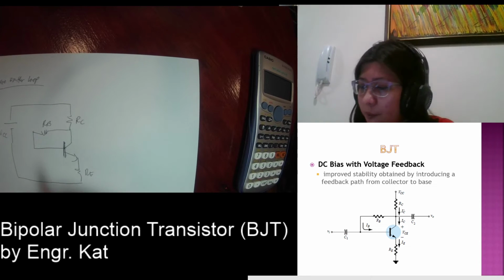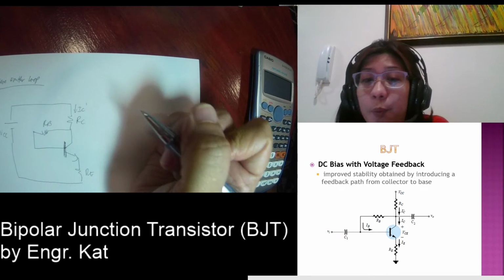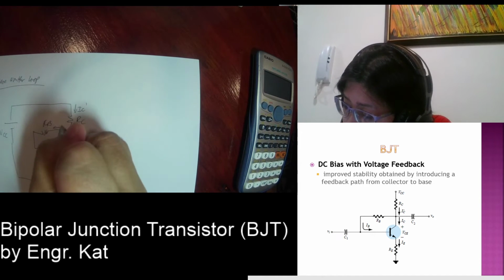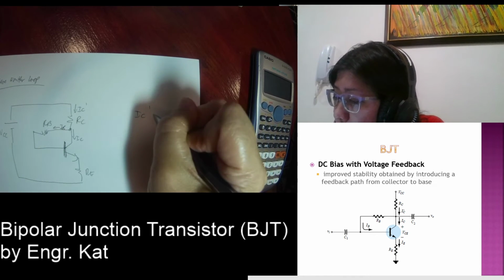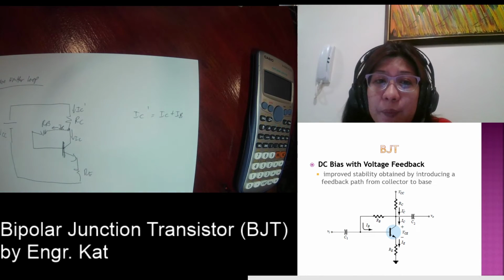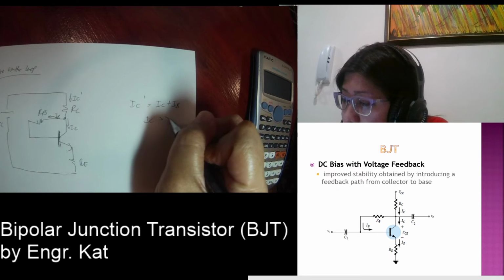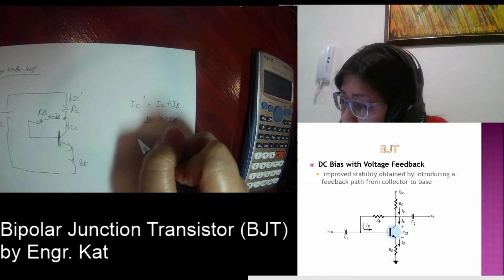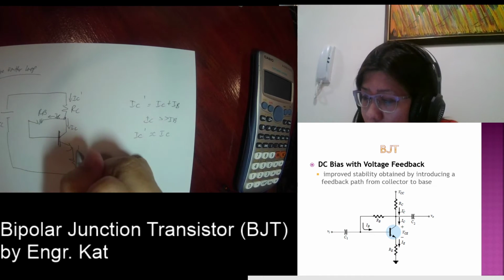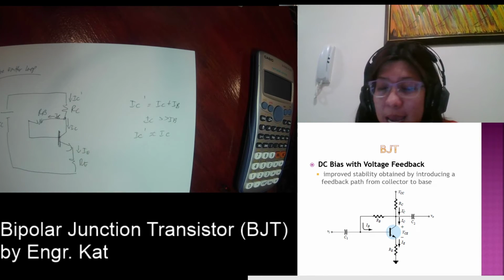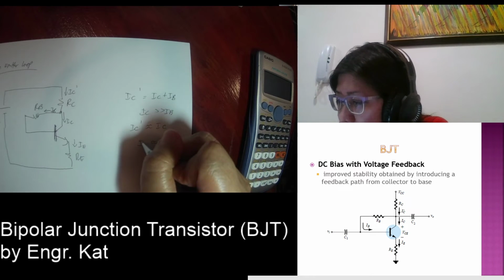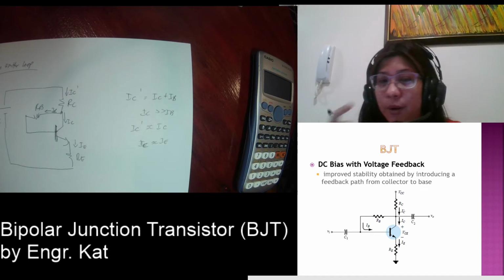Okay, however, if you're going to look at this, we call this IC prime, because this is your IC going to the collector and this is your IB. So what is your IC prime, class? Your IC prime is IC plus IB. Okay, but since IC is much greater than your IB, we can say that your IC prime is approximately equal to your IC. Okay, so what is the current flowing across your RE? That is your IE. So what is IE? IE is likewise approximately equal to your IC.